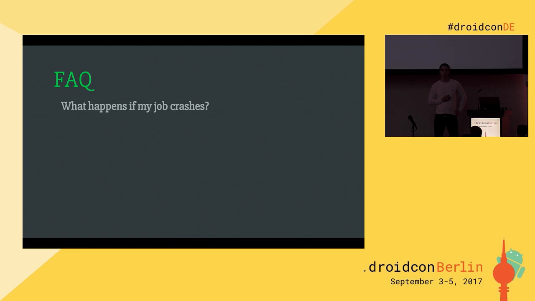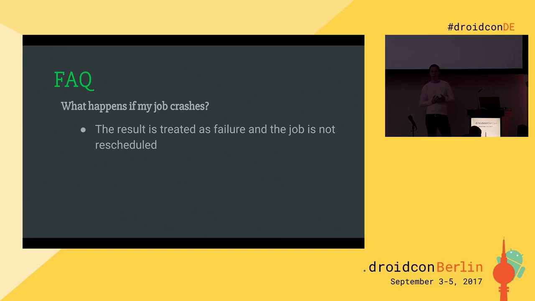What happens if my job crashes? Crashes are treated as a failure. And for example, jobs aren't rescheduled if you return a failure result. And if you really need to reschedule your jobs, then you should write a big try-catch around your code inside of the onRunJob method and return the proper result. But if you don't care, then you don't need to catch exceptions.